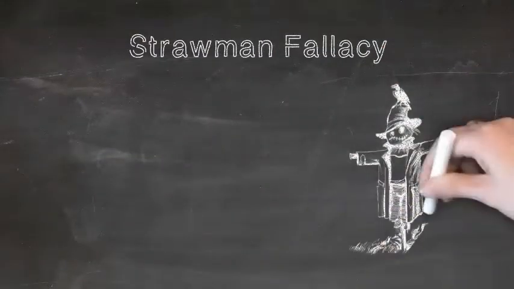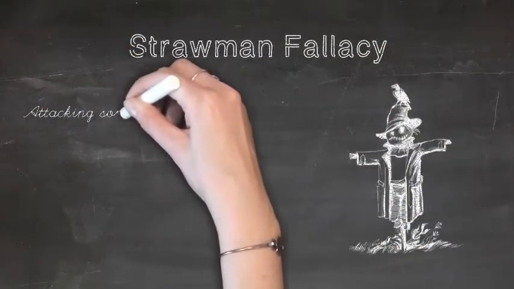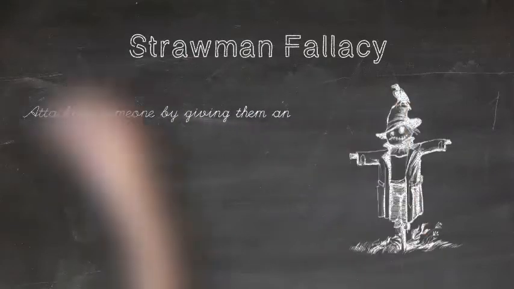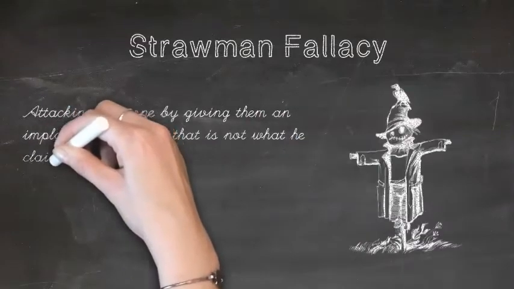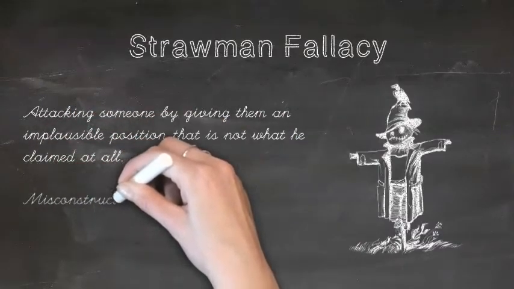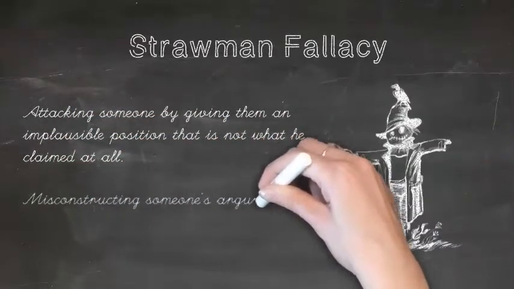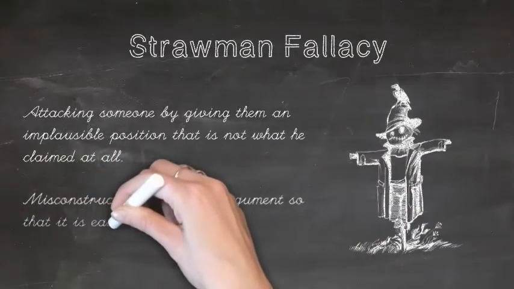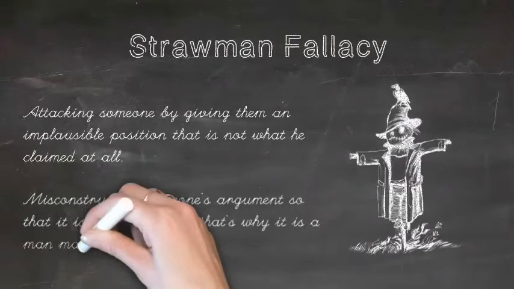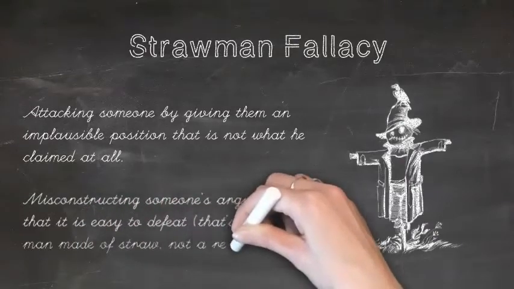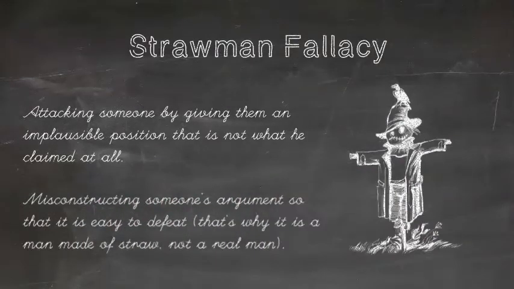Okay, now here's a super famous fallacy, the straw man fallacy. Maybe some of you have heard of this one. Straw man fallacy is attacking someone by giving them an implausible position that is not what they claimed at all. It is misconstructing someone's argument so that it's easy to defeat the argument. That's why it's a man made of straw and not a real man.